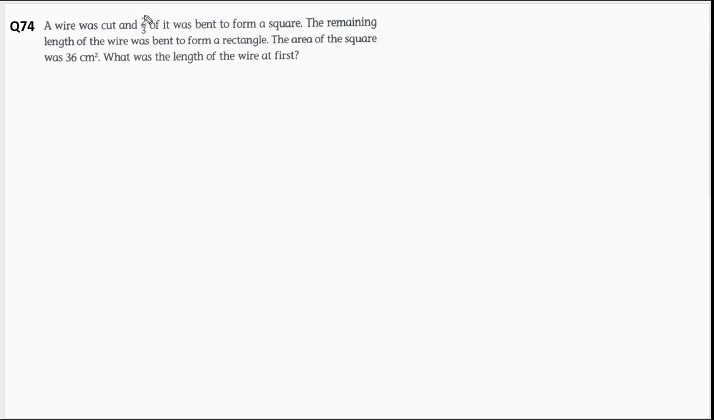A wire was cut and two-thirds of it was bent to form a square. The remaining length of the wire was bent to form a rectangle. The area of the square was 36 centimetres squared. And we're asked, what was the length of the wire at first?